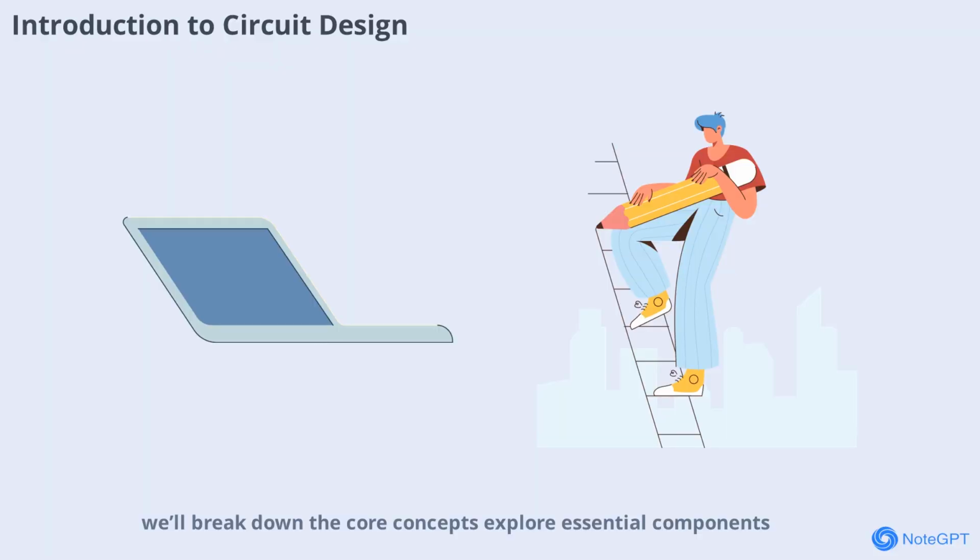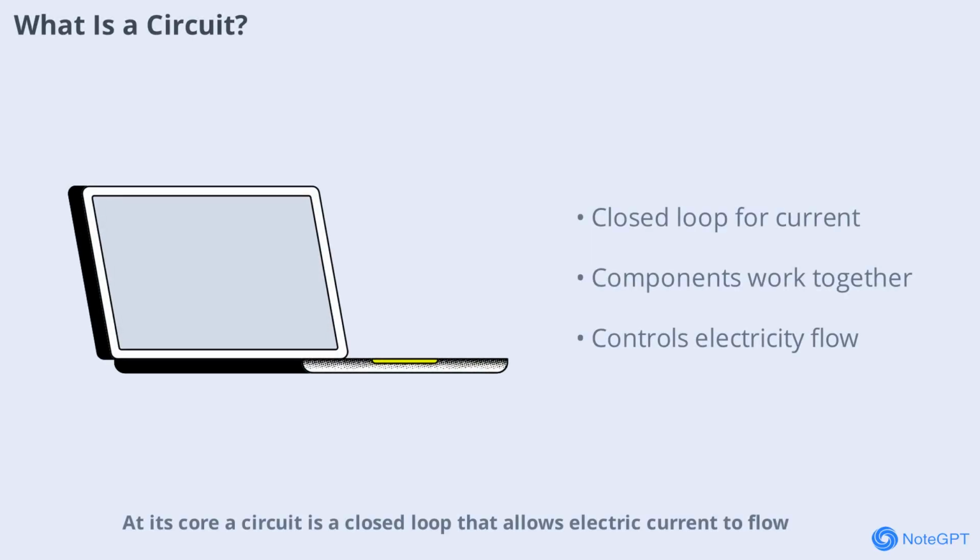In this video, we'll break down the core concepts, explore essential components, and guide you through the logic behind designing circuits. Let's start our journey by understanding what makes up a circuit and why design is so crucial in the world of electronics. At its core, a circuit is a closed loop that allows electric current to flow.